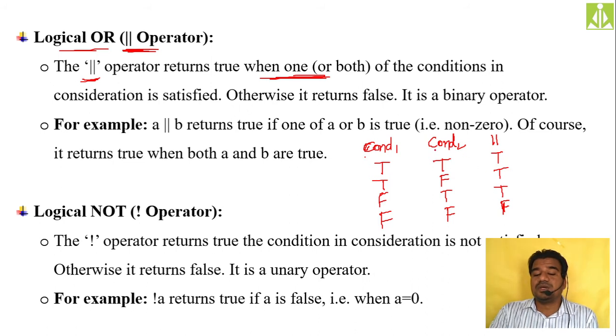So this is the truth table to understand the working of your logical OR operator. A or B returns true if one of A or B is true. It is not compulsory, like your AND operator, that both need to be true. If any one of the operands or conditions is true, then you will get the result as true. And if both the conditions are false, then only your result will become false.